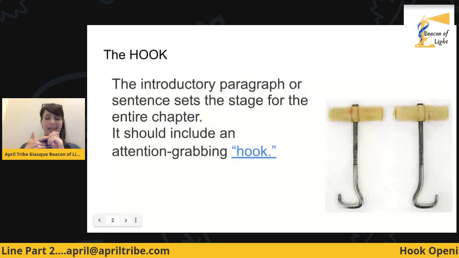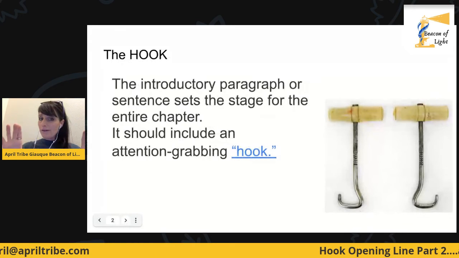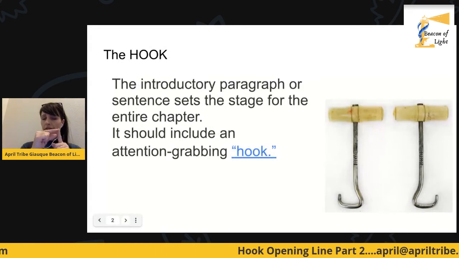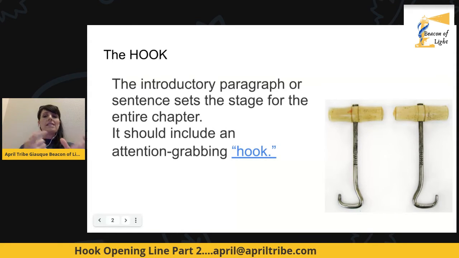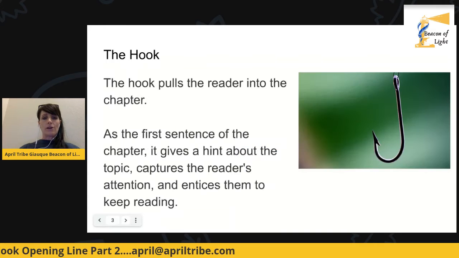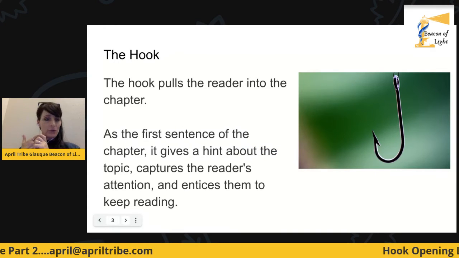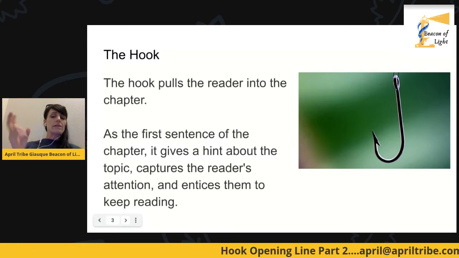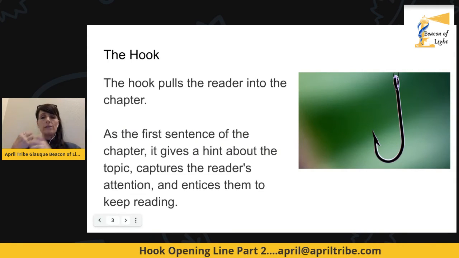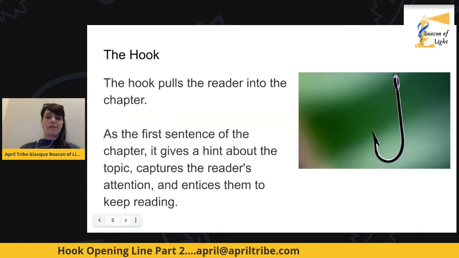The hook. Again, this is that introductory paragraph, but basically we're really talking about that first sentence that's going to hook you into the entire chapter. So this needs to have that attention-grabbing piece. Again, the hook pulls the reader into the first chapter. That first sentence gives everybody a hint about what the topic's going to be, how you're going to be enticed into reading, all of that.